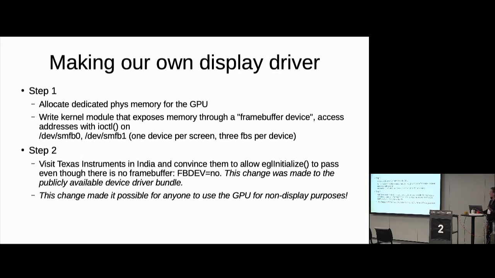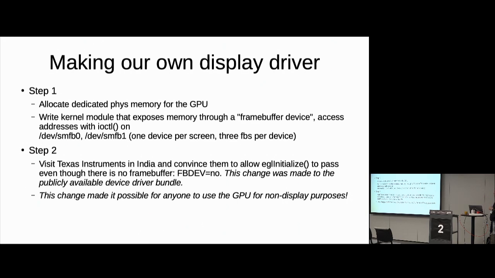Step one, we had to make our own display driver. The way we did that was that we reduced the size of memory that was available to the Linux kernel, thereby releasing physical memory that could be dedicated to graphics. And then we wrote a kernel module that exposes that memory through a framebuffer device, or we called it a framebuffer device. In practice, it was just a device that allowed you to get the address of the physical space and also map that into virtual space. So we have a /dev/smfb0 and fb1 for each of the two screens.